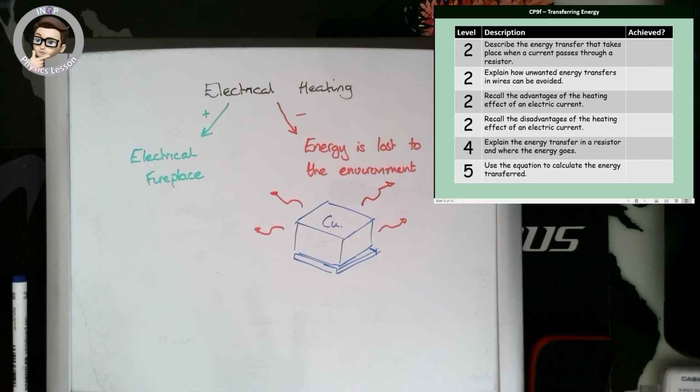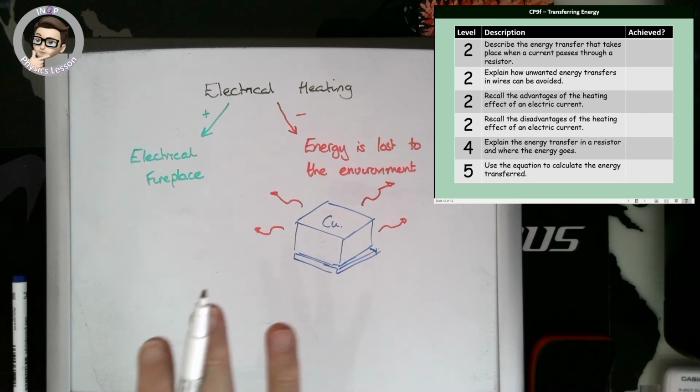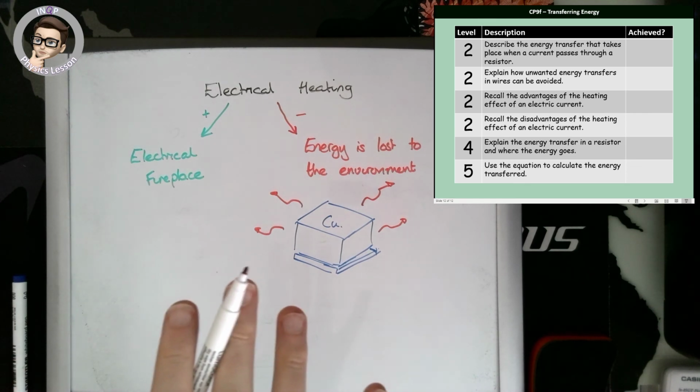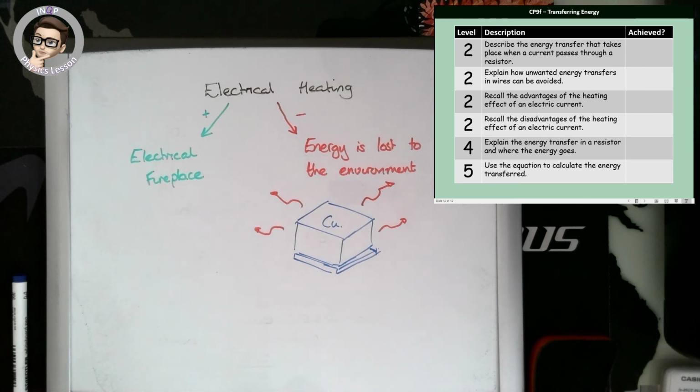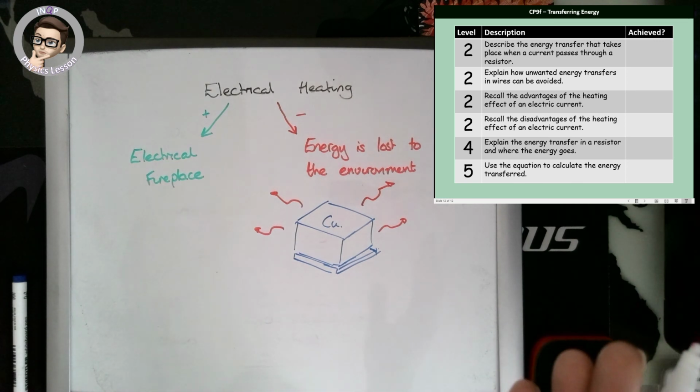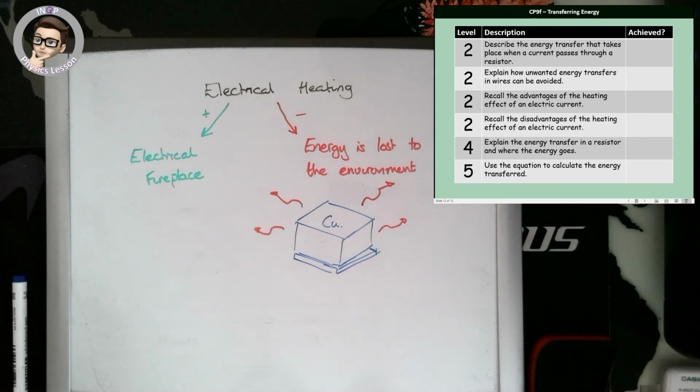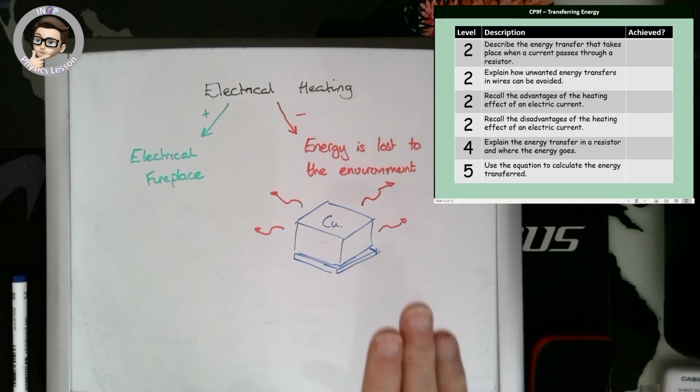We're describing the energy transfer that takes place when a current passes through a resistor. We're going from electrical to thermal. Okay, it's going to get hot. That's the process. Explain how unwanted energy transfers in wires can be avoided. That's the idea that we can increase or decrease resistance by increasing the width of the wire, the cross-sectional area of the wire. Oh no, ignore the length of the wire. We can increase the cross-sectional area of the wire, so there's more routes for it to go through. We can reduce the temperature to try and reduce that unwanted energy transfer, or even just lower the current.